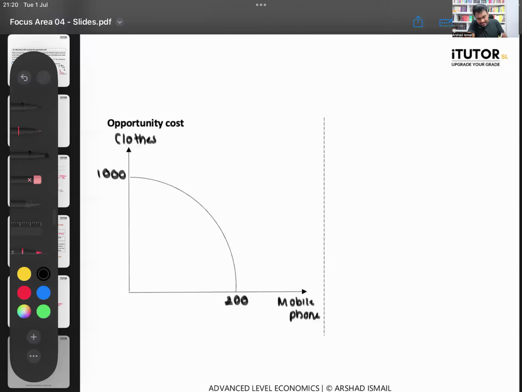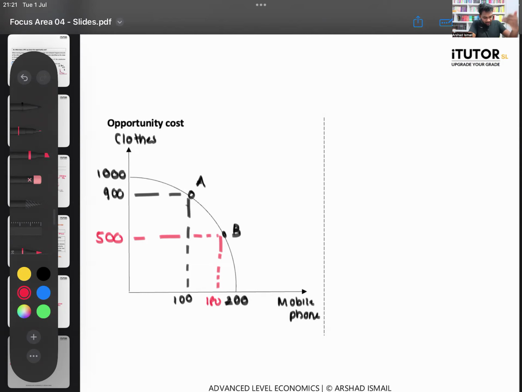Then you have a few points in the middle as well. Point A, point B. Let's say at point A, you're producing 900 clothes and let's say 100 mobile phones. And then you have point B, where you're producing 500 clothes and let's say 180 mobile phones. Now, this is the diagram that I'm giving. Based on a diagram like this, they can ask you multiple questions. First of all, I will write down the questions and then we'll go to the answers.